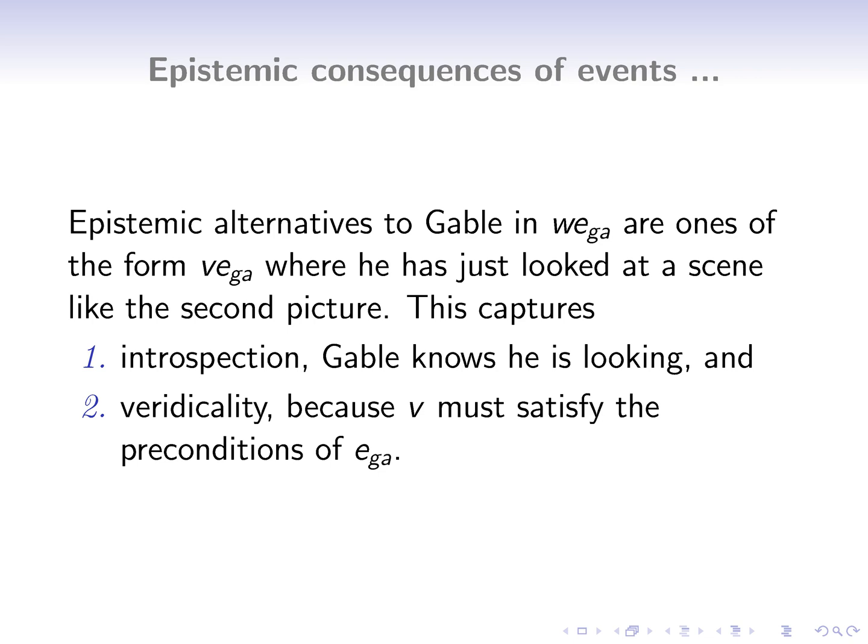The consequence of this is that epistemic alternatives for Gable in world WEGA are of the form VEGA. These are worlds where he has just looked at a scene like the second picture. This captures number 1, introspection: Gable knows he is looking. And number 2, veridicality, because the alternative V must satisfy the preconditions of EGA. This means it's a world where he is looking at a scene like the second picture, and because EGA is the last event, he looks at it.